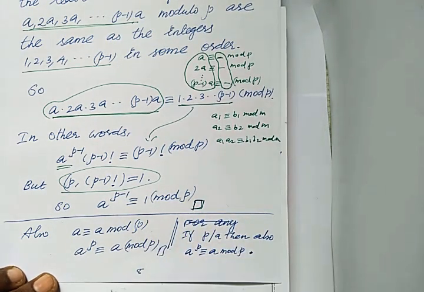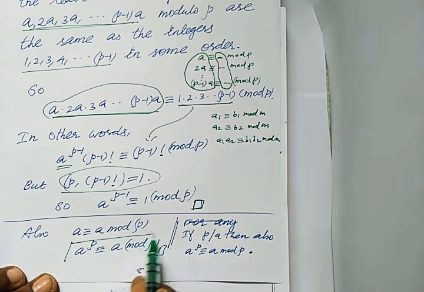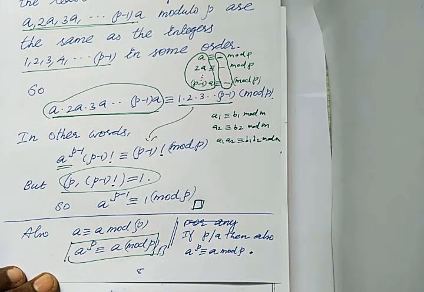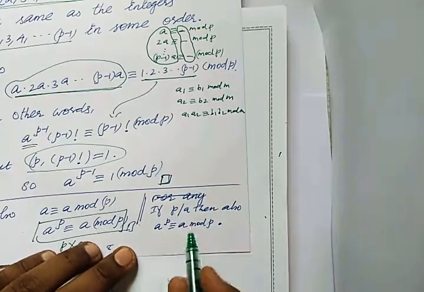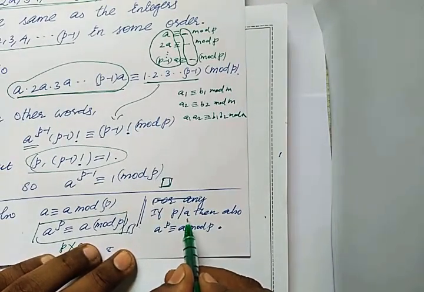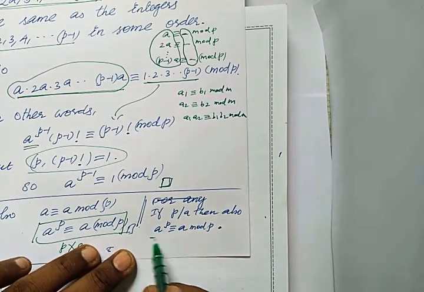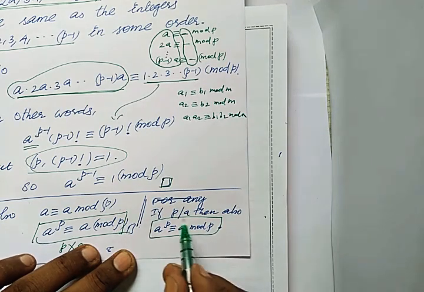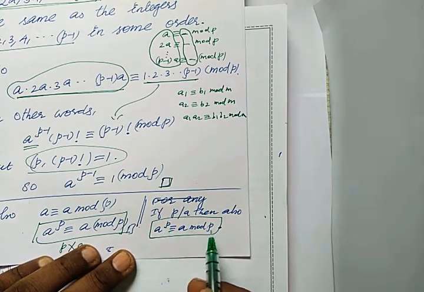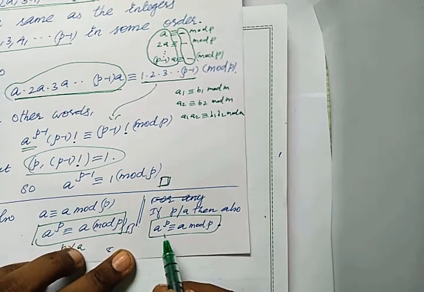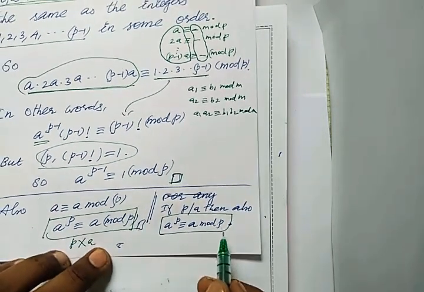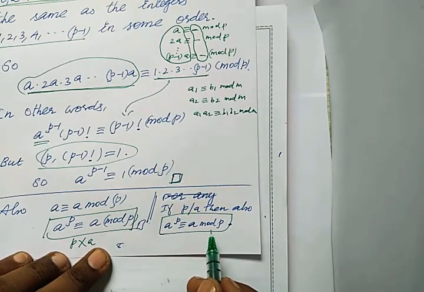Let us see one more result. Multiply on both sides by a. We get this one, right? Where p doesn't divide a. Now consider this one. If p divides a, then also directly we get this one. p divides a to the power p, a will be divided by p, and whose difference also will be divided by p, right?